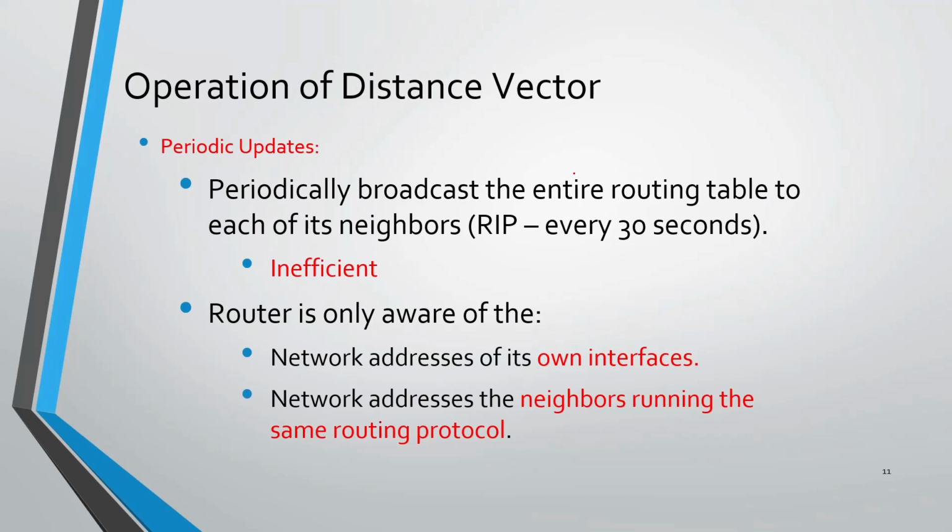In the operation of distance vector routing, which I have already said, it uses periodic updates. That means a router periodically broadcasts its entire routing table to each of its neighbors. In our case, it will be 30 seconds. So whether you have something to update or not, you are continuously sending a broadcast message to your neighbors. Sometimes this is inefficient because repetitive information may be broadcast all the time. In such cases, periodic updates are not efficient.